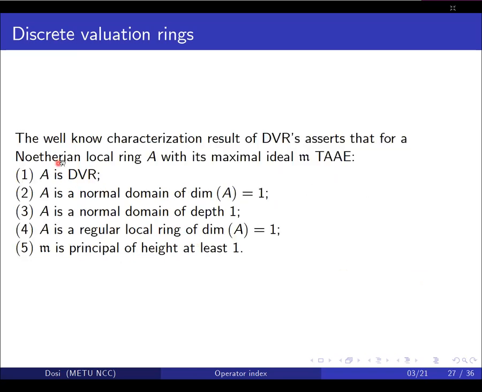Well, look, that is the famous result probably due to Serre. A is a discrete valuation ring, a normal domain of dimension 1, normal domain of depth 1, regular local ring of dimension 1, and M is a principal ideal of height at least 1. So the key moment here is that this turns out to be normal. So that's exactly describing the local behavior, I mean, non-singularity at a fixed point of an algebraic variety.